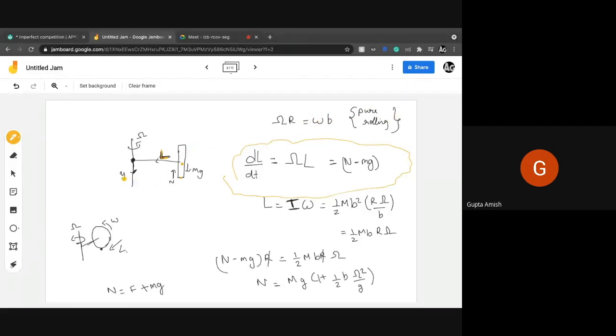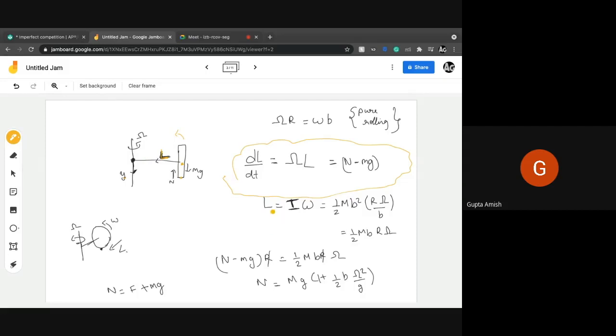Since N is acting in this direction, there must be a force acting in the downward direction. Basically it's causing it to rotate like this. But since it is spinning, it won't rotate like this. The axis will rotate around this point, and this L will change at every moment.